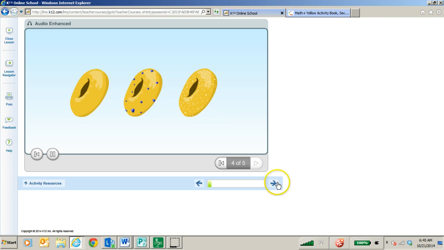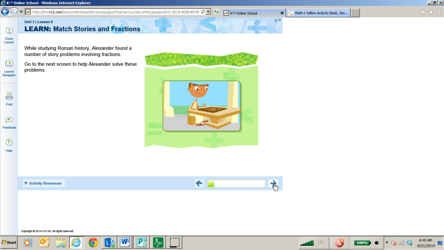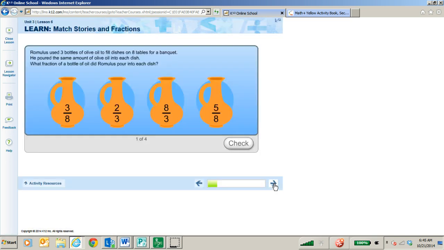The same can be done with donuts and other models, and it shows how we would have to divide things up before we could share them. Now this lesson does have a checkpoint in the middle of the lesson and at the end, so it's kind of an adaptive lesson.